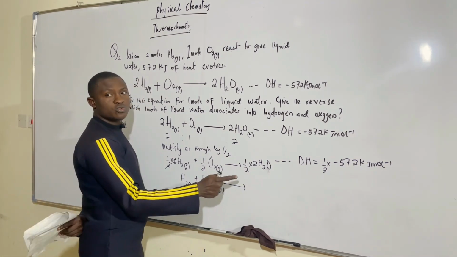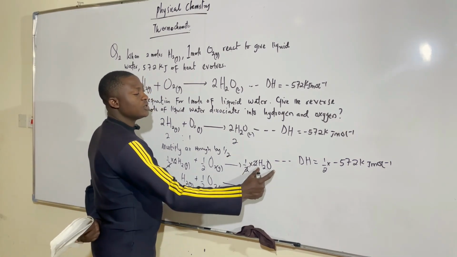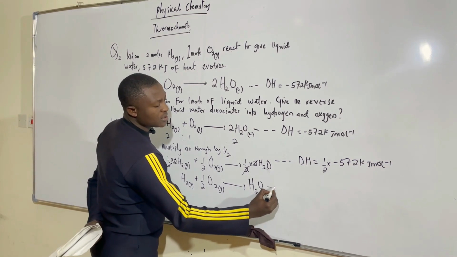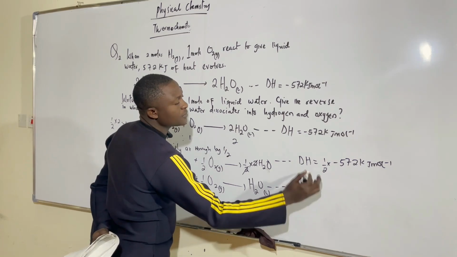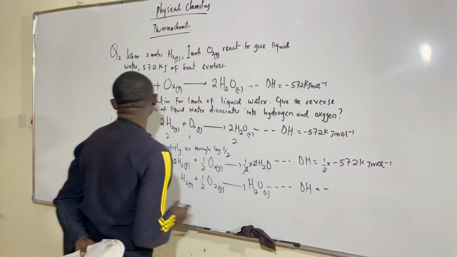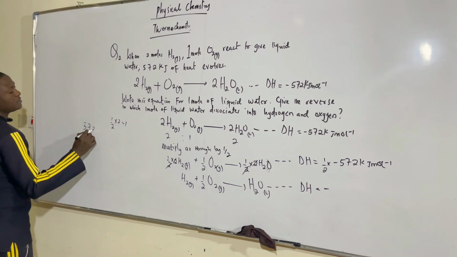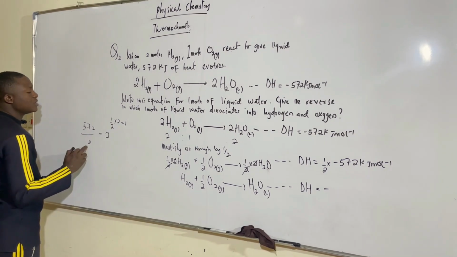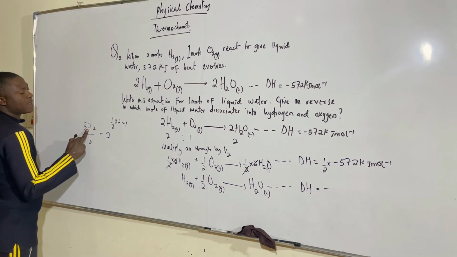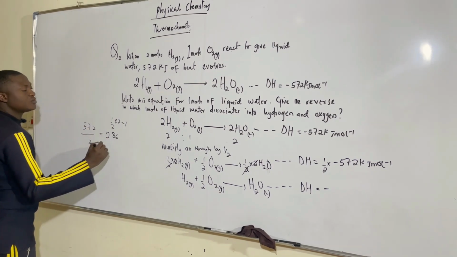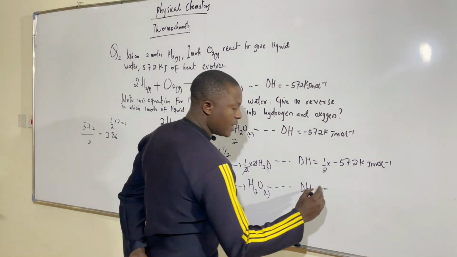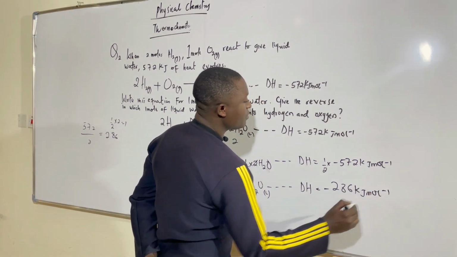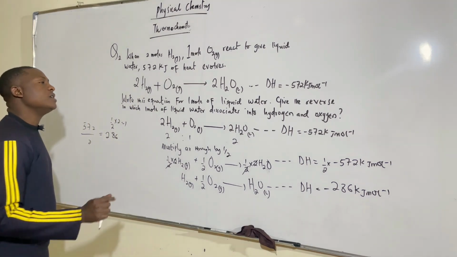Now, from here 2 can cancel 2. So if 2 cancels 2 here, you can see what we have left is H2O, which is liquid. Then the energy level of this is now minus. So 572 divided by 2, I think that's going to be 286. So 2 in 5 is 2, 7. That's going to be 16. That is 8. Yeah, it's 286. So here we have minus 286 kilojoule per mole. You get that? Fine.